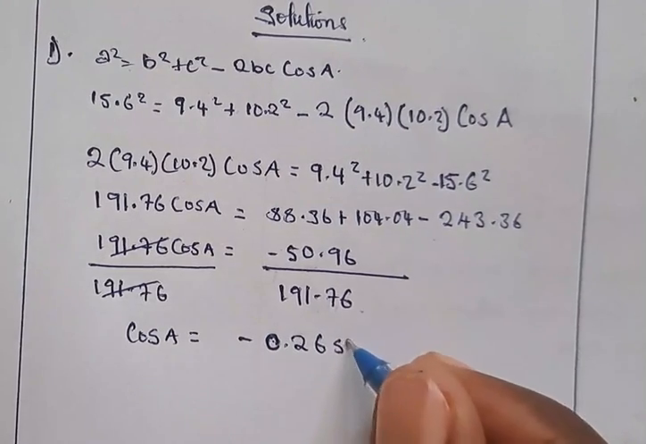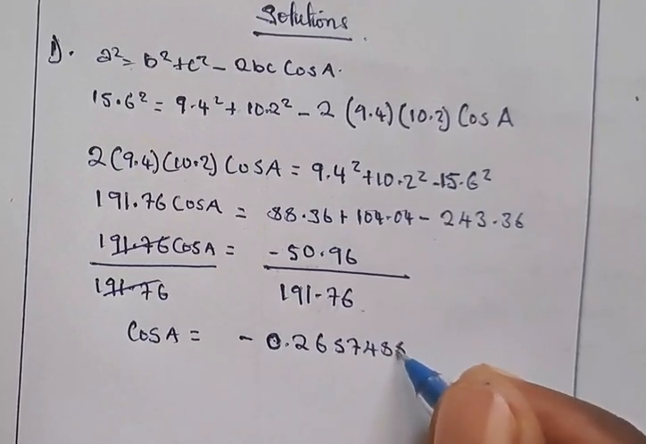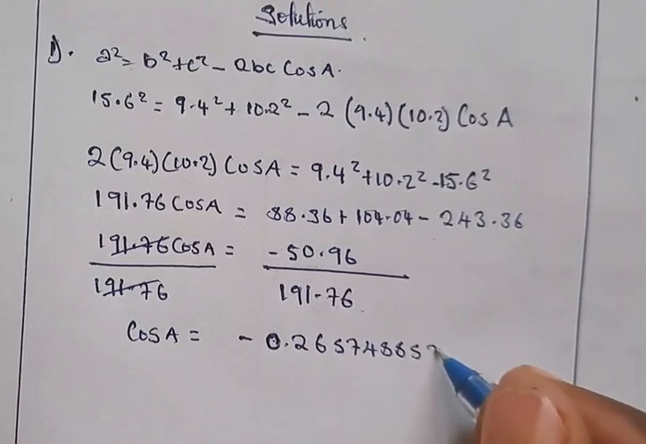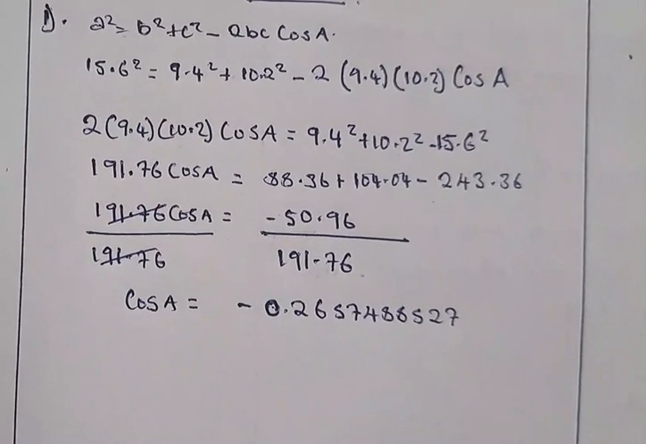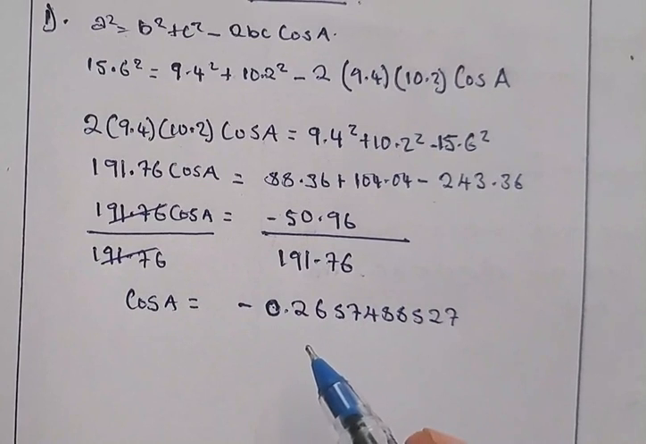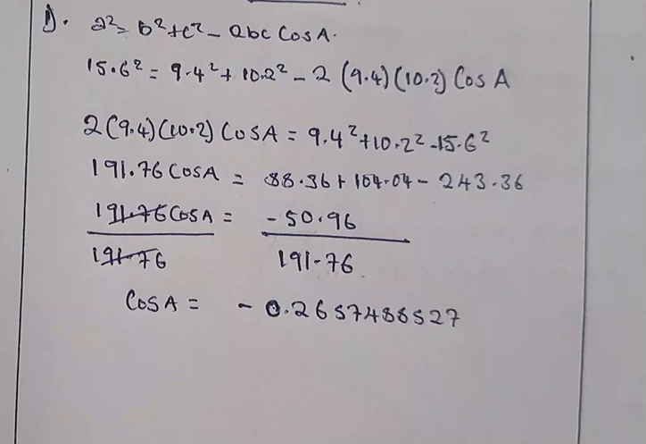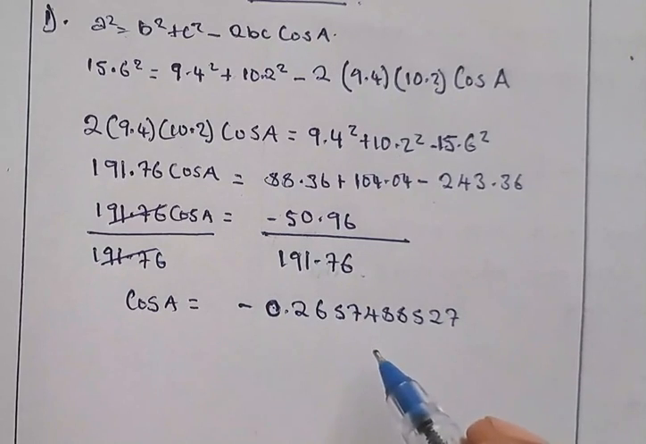26, then 5, 7, 4, 8, 8, 5, 2, 7. I think, yeah. Okay, that's what it is. Then from there, we have to find the inverse cosine of this. So what I want you to do is that on your calculator, press on second function, then you press cosine, then you put all of this.